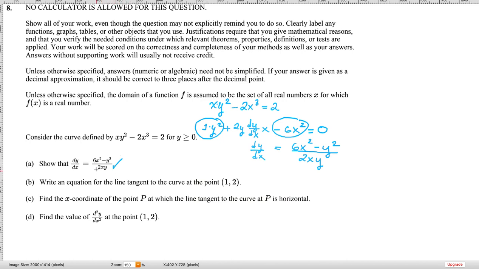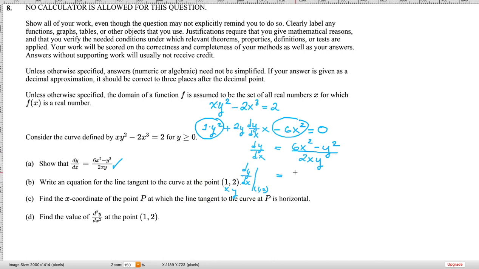equation they have. Now it says write an equation for the line tangent to the curve at the point (1, 2). This is as simple as knowing that this dy dx gives the slope of the tangent line. So here you evaluate dy dx. It's sometimes written like this, with a line and then (1, 2) here. It's trying to say you're evaluating what the slope of the tangent line is at (1, 2).